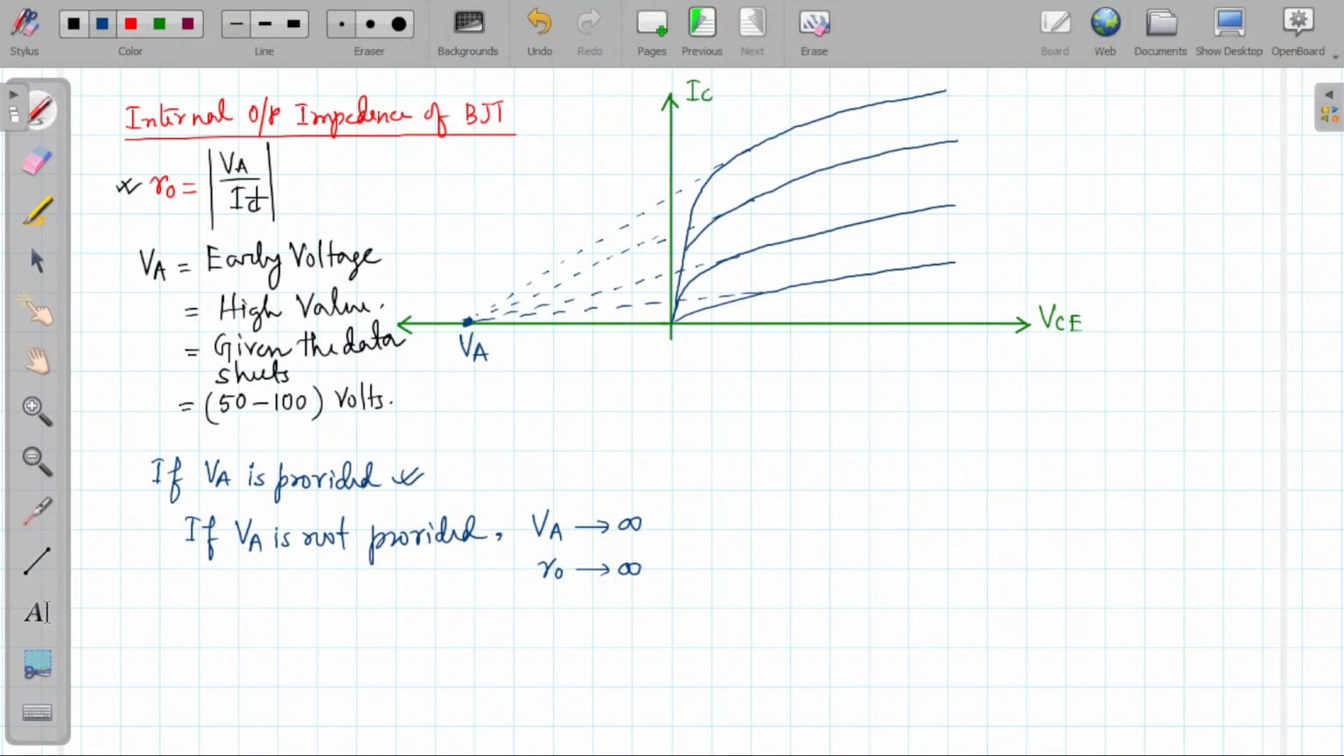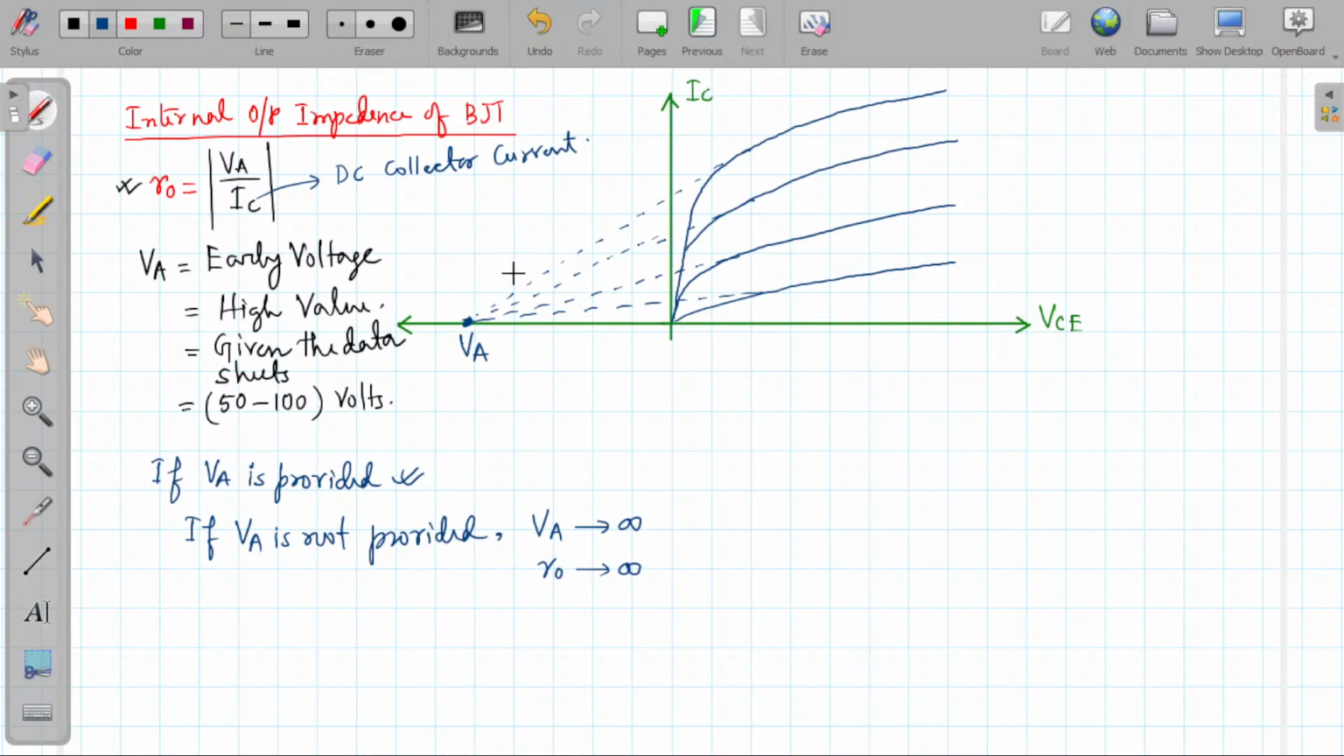And what is this IC? This IC is nothing but the DC collector current. So for finding the IC, we have to do the DC analysis. By DC analysis, we will find the IC, and from the early voltage value, we will find the VA. We will make the ratio of VA by IC and take the mod, and we will find the R0. So this is the process by which we can find the internal output impedance of a bipolar junction transistor.